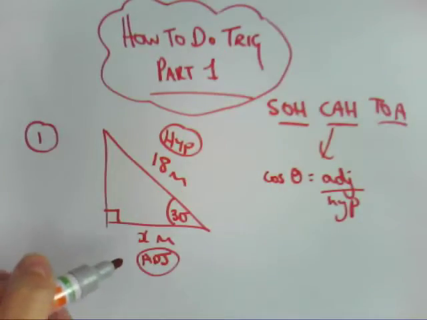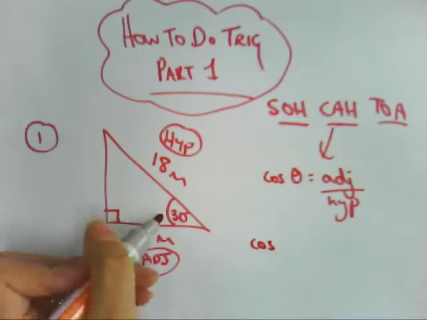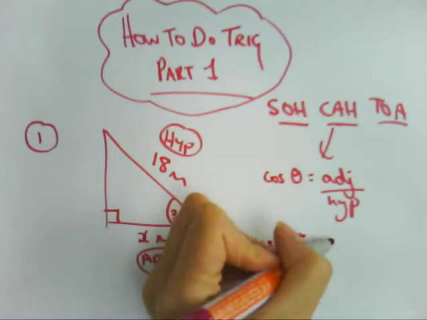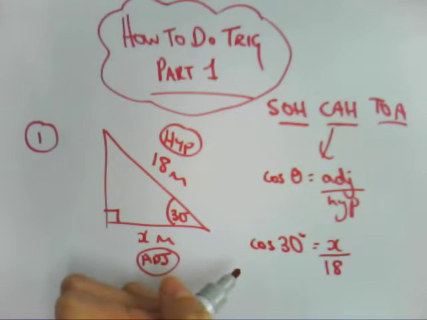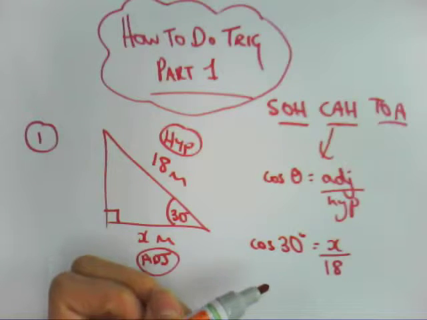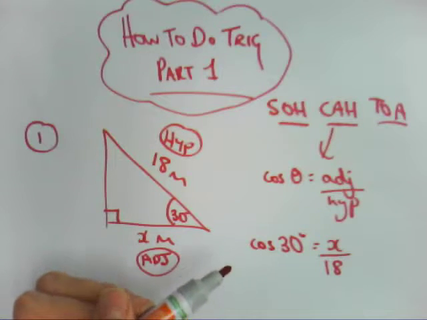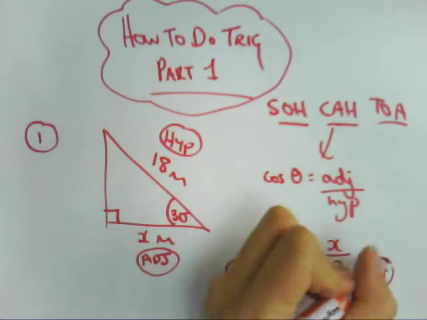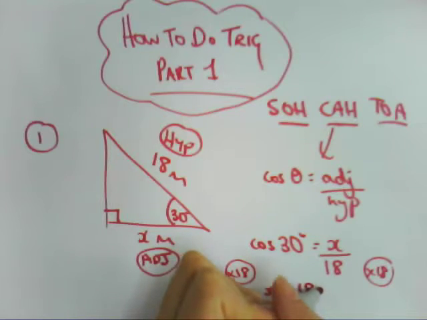At this point that doesn't mean much, but we've got some values that we can plug in to make it more meaningful. So we've got cos 30 degrees equal to adjacent, which is x, divided by 18. Then the final step: I need to get the x on its own, so I'm going to do the inverse operation and multiply by 18 on both sides. And we get x equals 18 times cos 30.